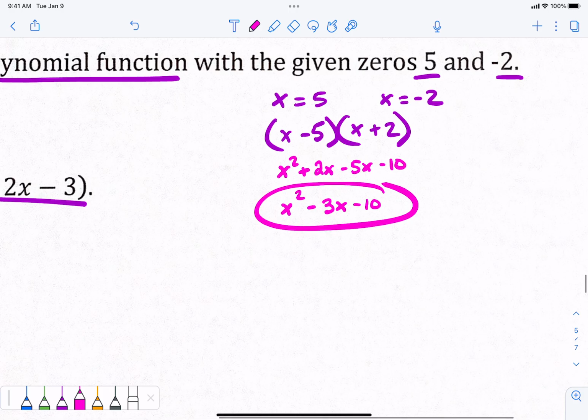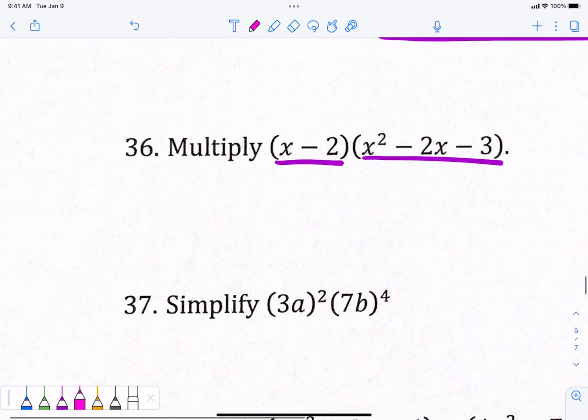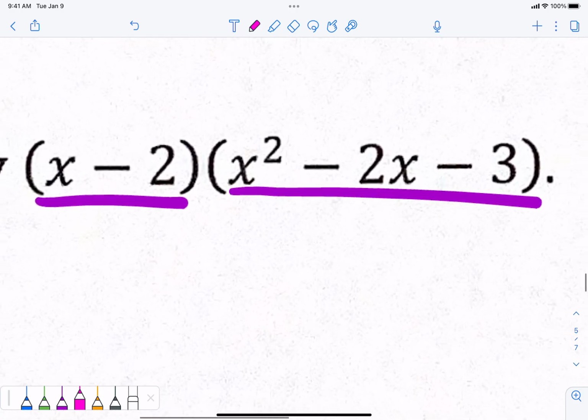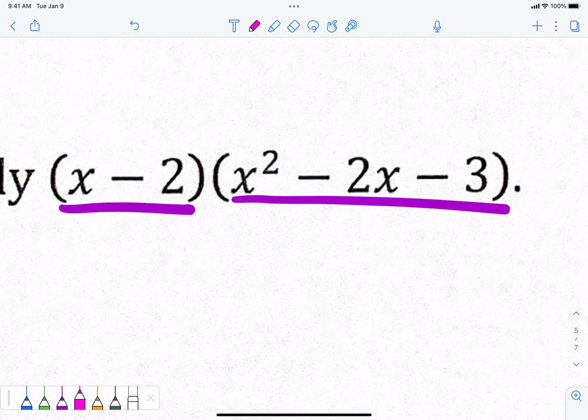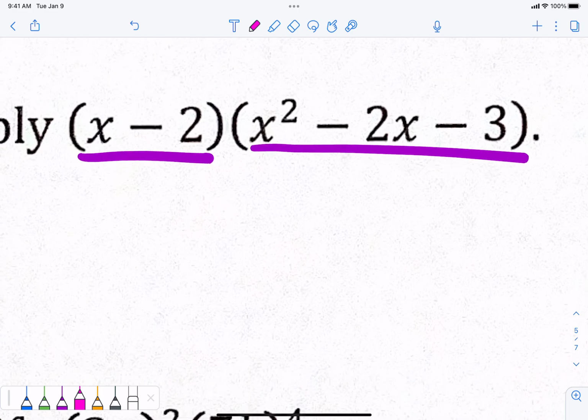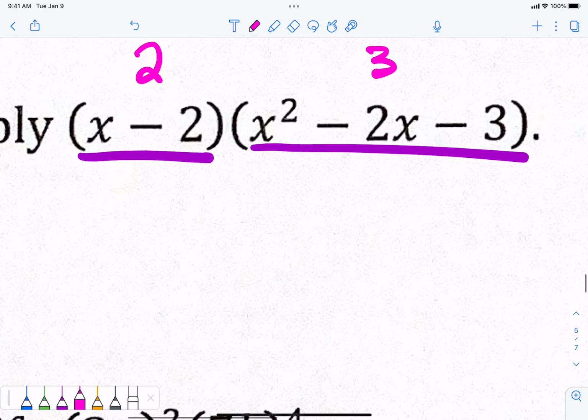Okay, good. All right, 36, we are multiplying. How do you know that you're multiplying other than the fact that it says multiply? There's nothing in between here. They're right next to each other, right? So how do we multiply that? It's kind of like the FOIL, but you're going to have more pieces. This is a binomial, which is 2 pieces, times a trinomial, which is 3 pieces. So I'm going to have 1, 2, 3, 4, 5, 6 total, because 2 times 3 is 6, yeah?